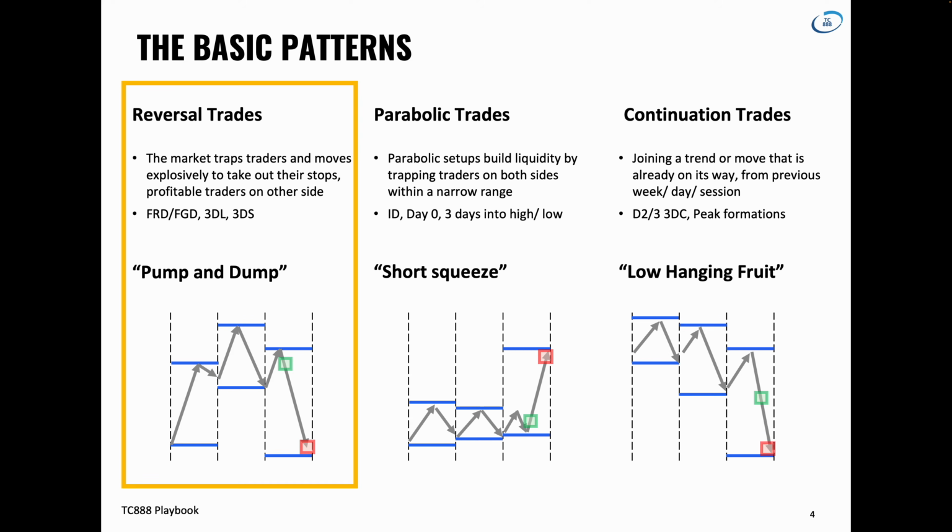So what are the basic patterns we're looking for as trades, just as an introduction? These are the Stacey Burke style major trades. You have reversal trades, you have parabolic trades, and you have continuation trades. This is a reversal trade. I typically rather go for parabolics and continuations. I mean, often you have combinations like in this case.